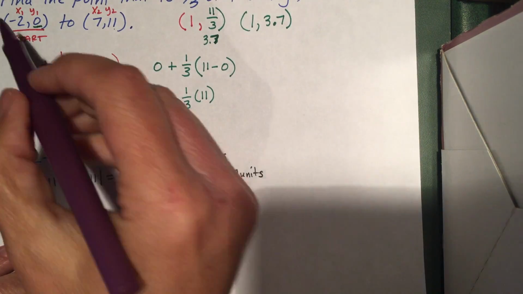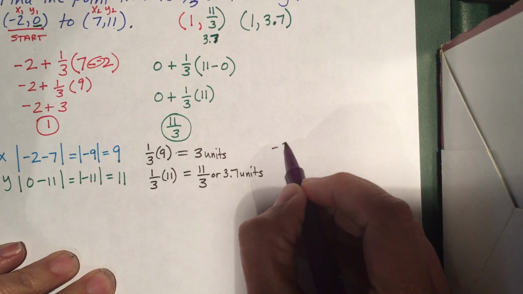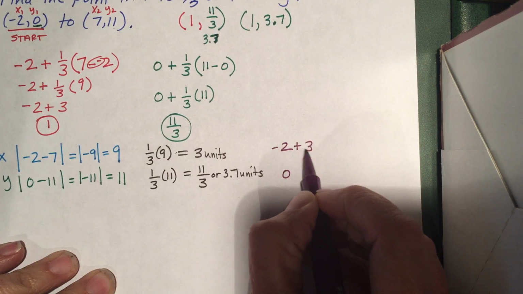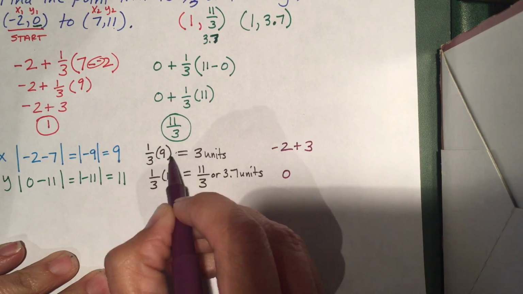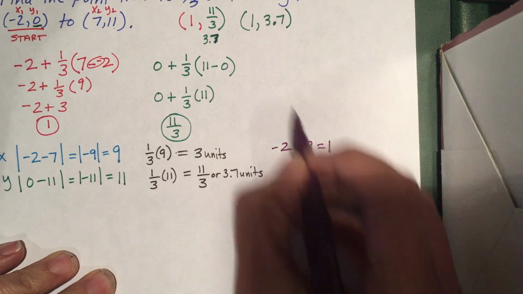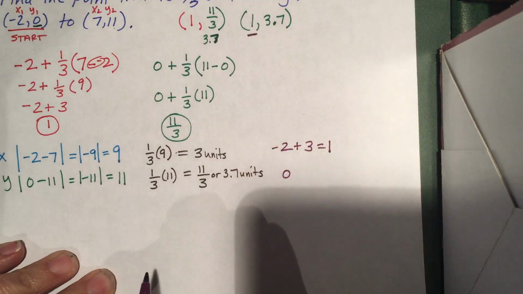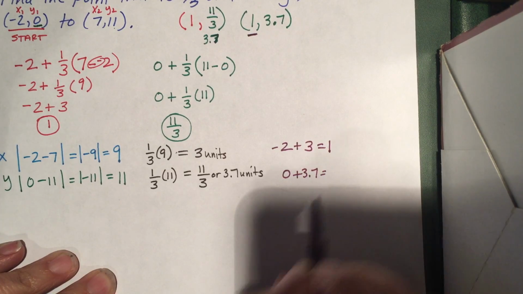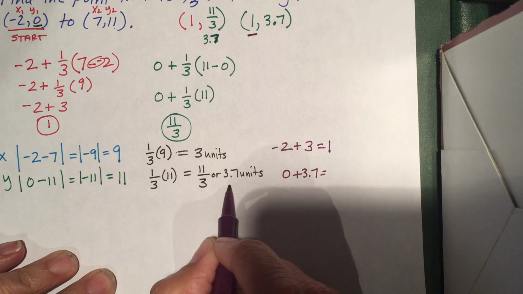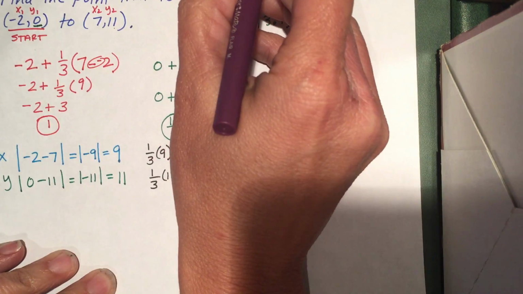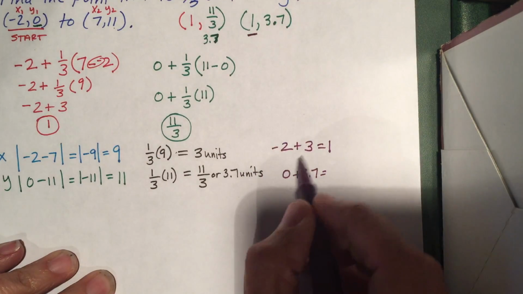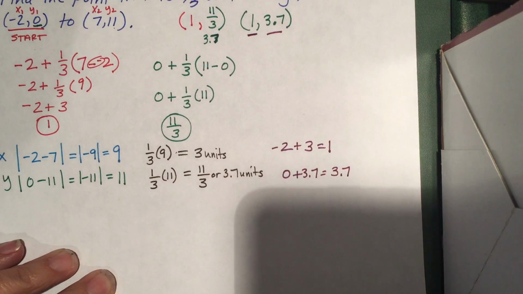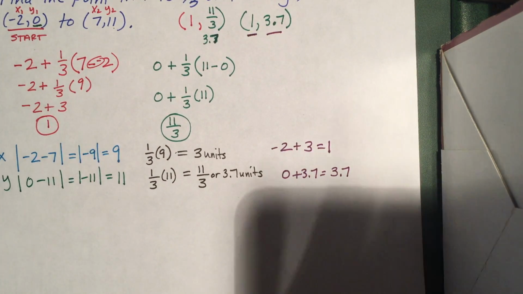Where did I start? I started at -2, 0. So I started at -2 for x and 0 for y. I'm going to take -2, and I'm going to add the 3, which is 1/3 of the full 9, and I get 1, same as up here. I'm going to take the 0, and I'm going to add the 3.7, which is the same as up here, where I did 4 plus the 6, and I'm going to get 3.7, which is the same. So that is how you do fractional distance.